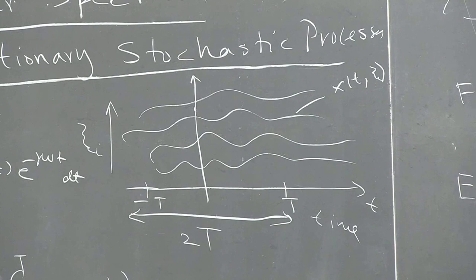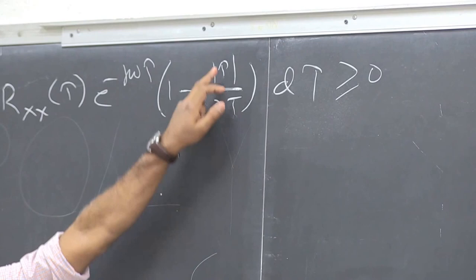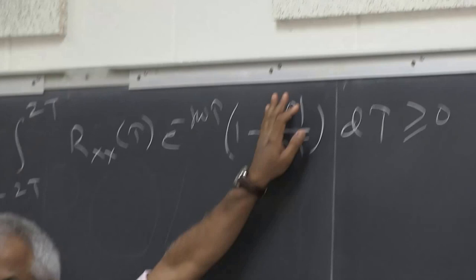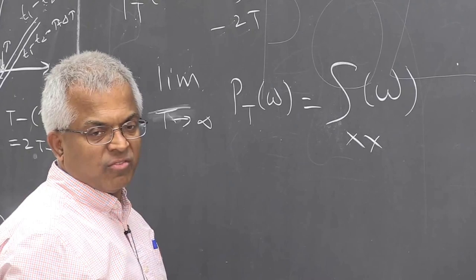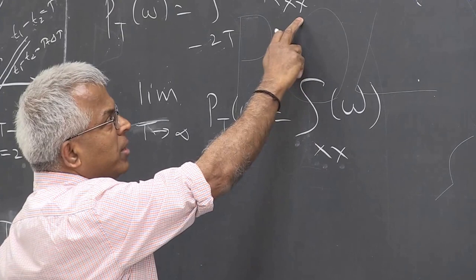Look here, when you push t to infinity, this becomes minus infinity to plus infinity. How about here? Tau is always less than 2t, so this fraction is all, right? When t goes larger and larger, this quantity becomes closest to zero. So when this happens, I'm going to call this P_T of omega to be S_xx of omega, or you can call it P of omega. S is for the spectrum. X is to remind us that we are dealing with the process autocorrelation. I could have put an x here if you wanted.